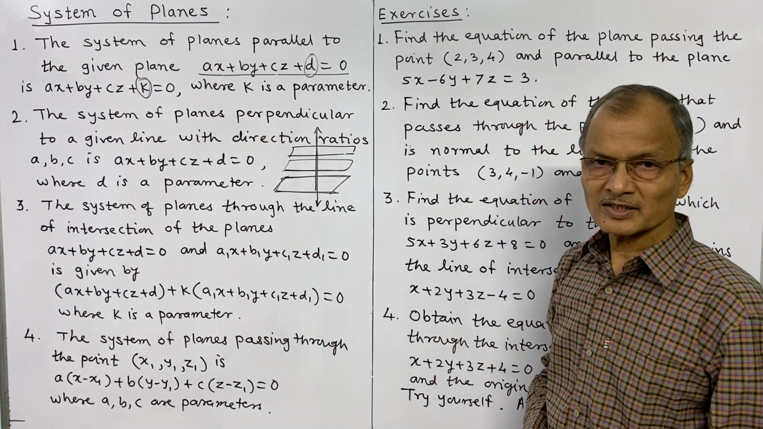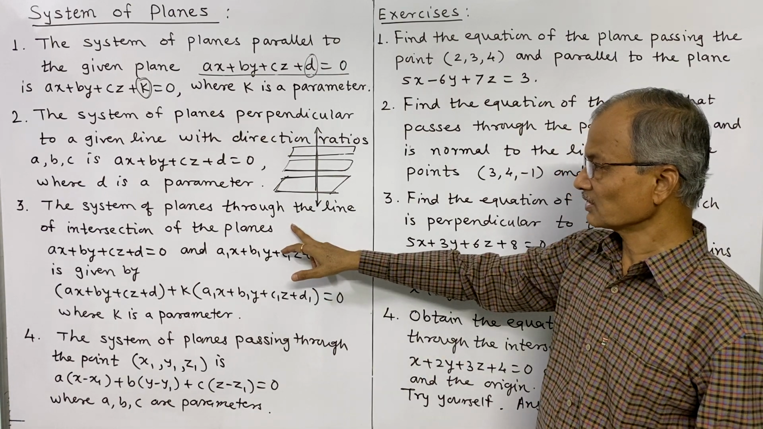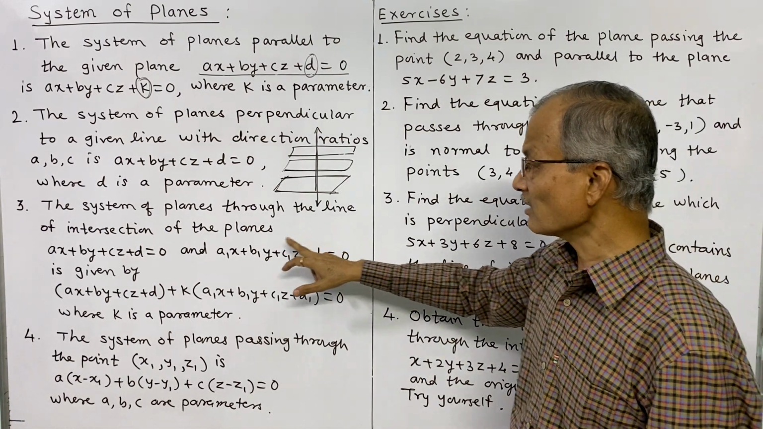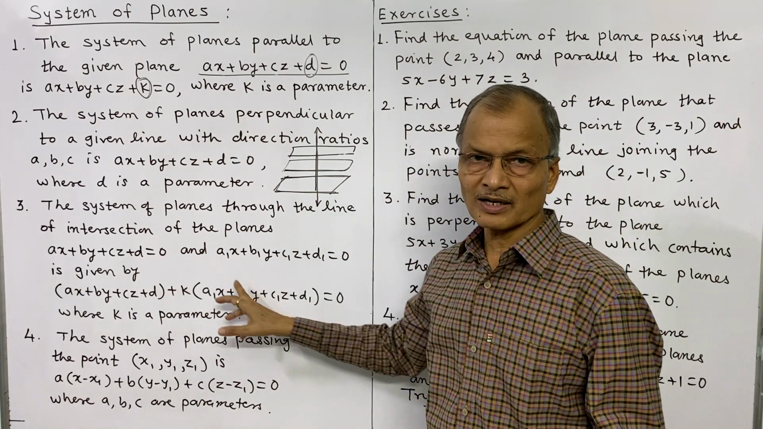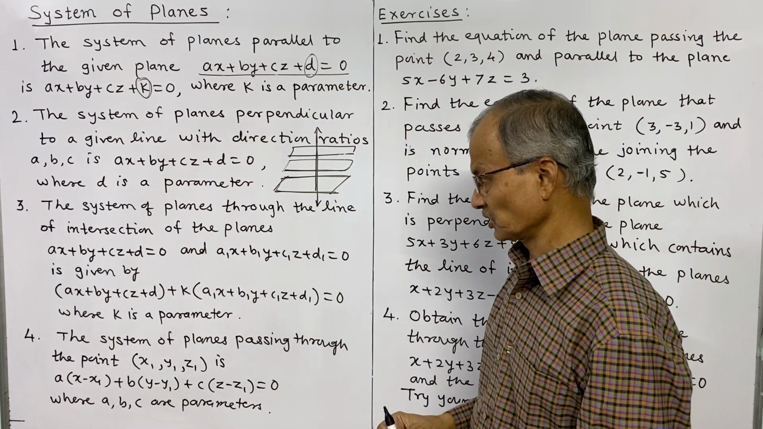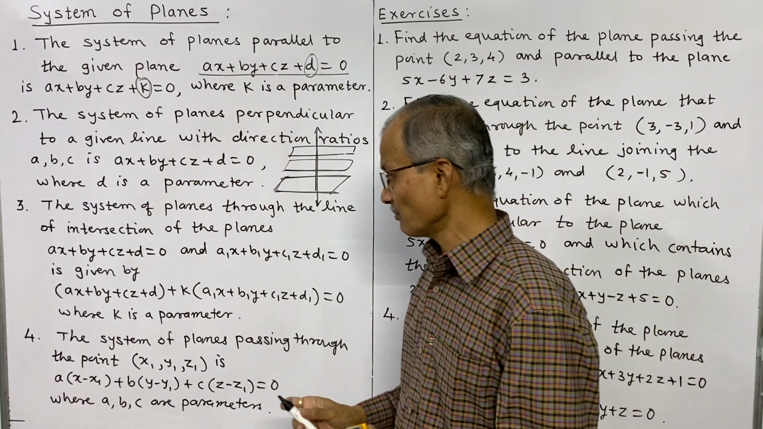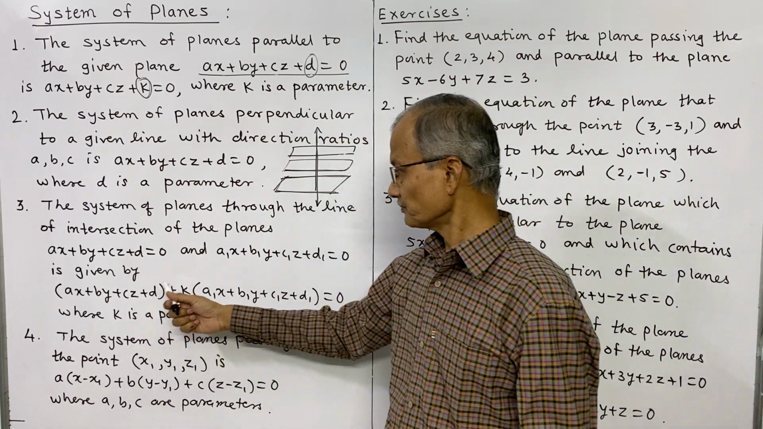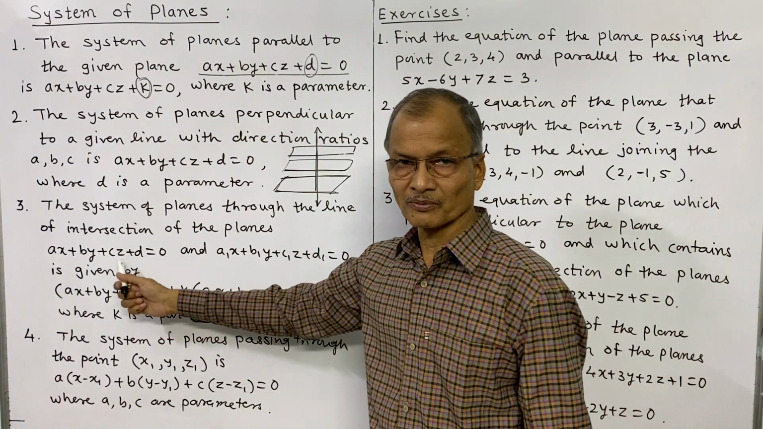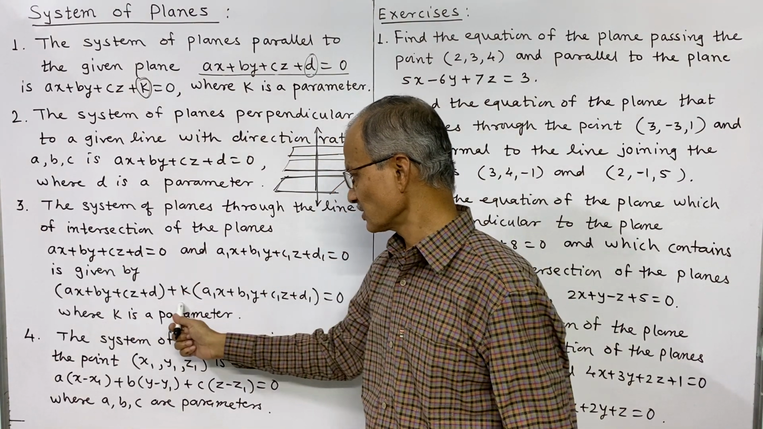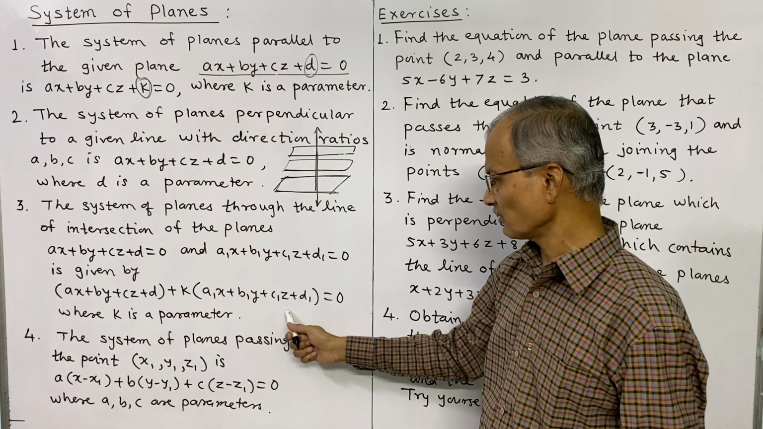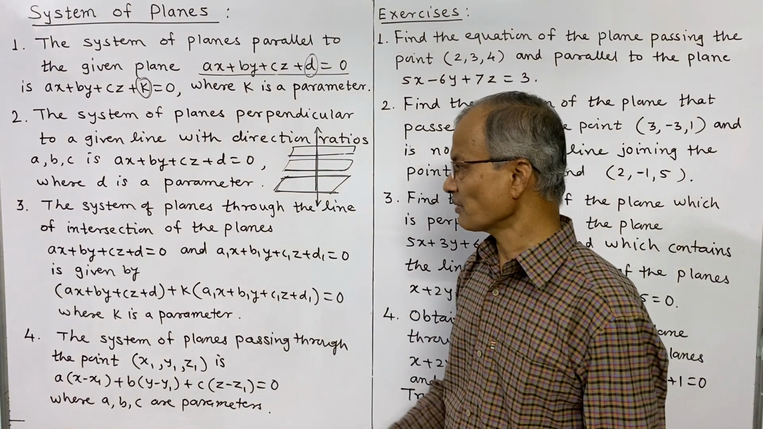Now the third system we shall consider is the system of planes through the line of intersection of two planes. These two planes are given, and their line of intersection is given by this equation, a combination of the two: the left side of the first equation plus k times the left side of the second equation is equal to 0, where k is the parameter.